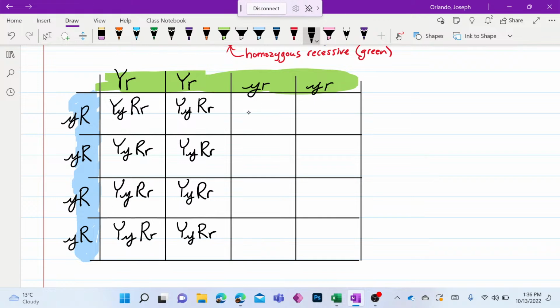And what about here? Very good. And will this whole column be the same? And in fact, will this one as well? So we actually only get two possible outcomes from this particular cross. That wasn't so bad, was it?